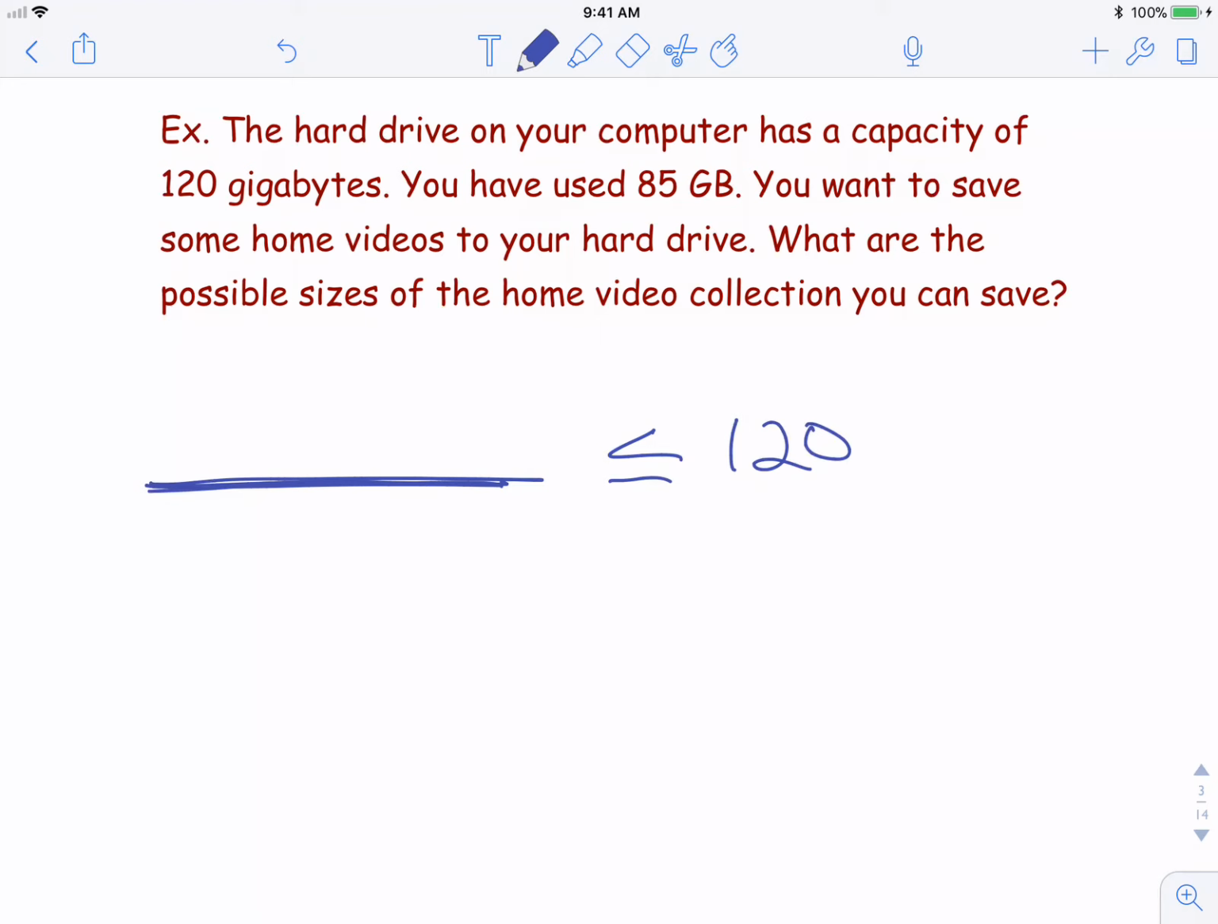Right now, though, I already have 85 gigabytes on my computer. So I already have 85 on there, and then I'm going to add on some home videos. So I'm going to add on H to that 85, but I still have to have that sum less than or equal to 125 because that is the most I can hold on my computer because its capacity is 120 gigabytes.